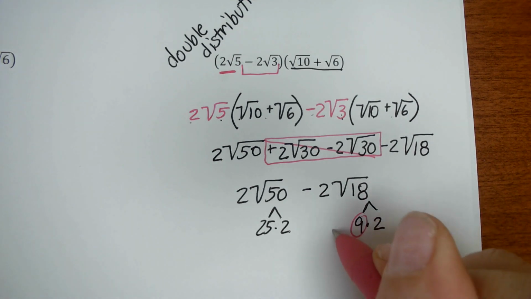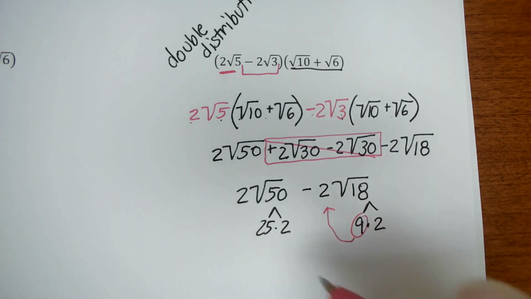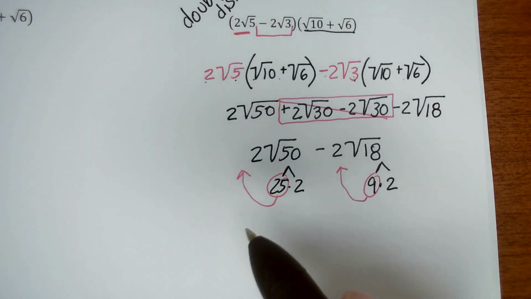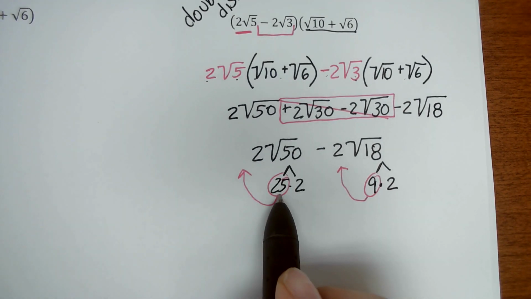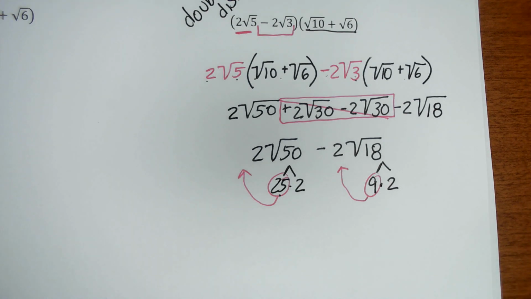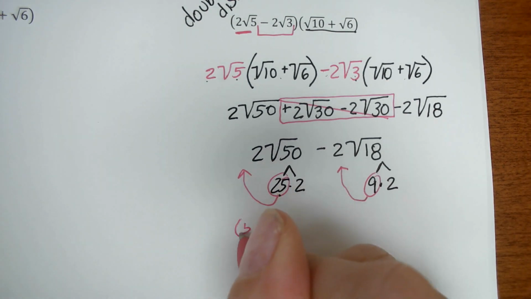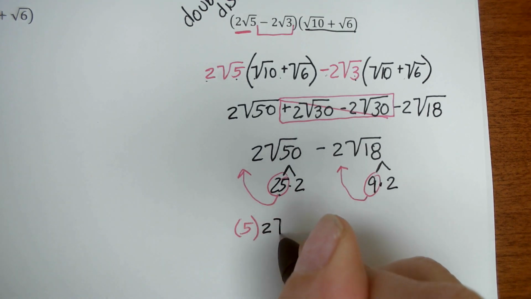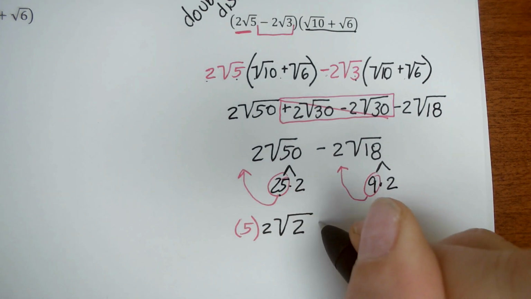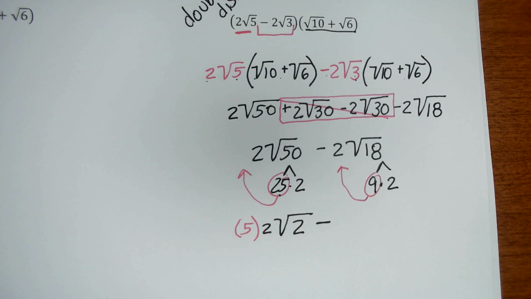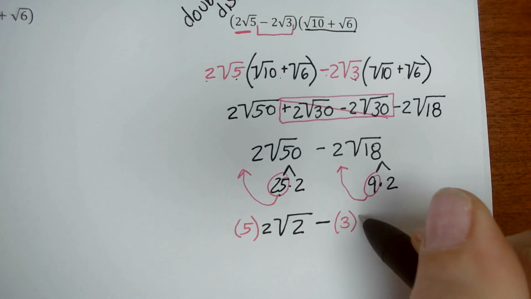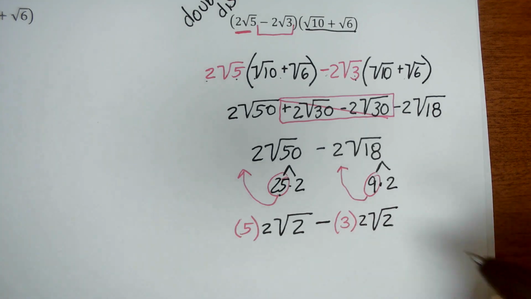So 9 gets moved outside the radicand, so does the 25, and we do that by taking the square root of each number. So the square root of 25 is 5. So this became 5 times 2 square root 2 minus 3 times 2 square root 2.